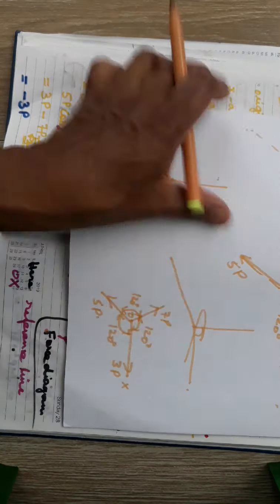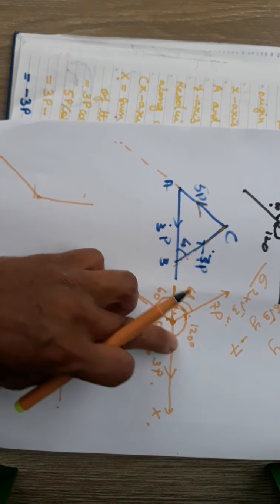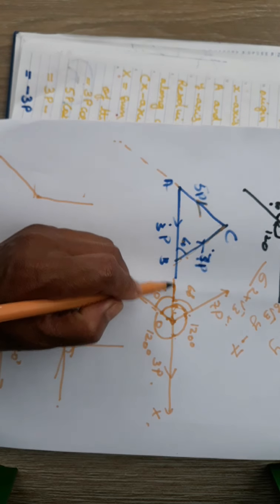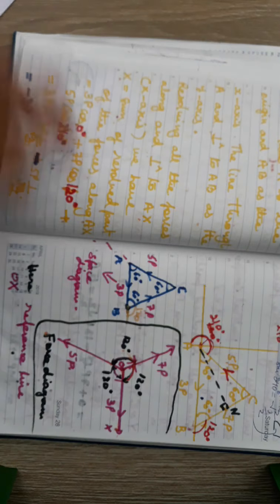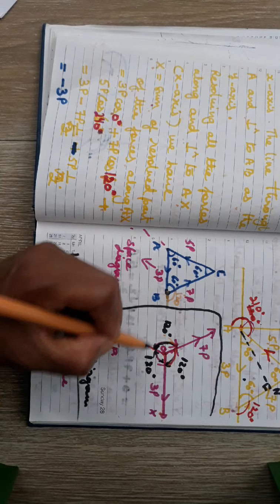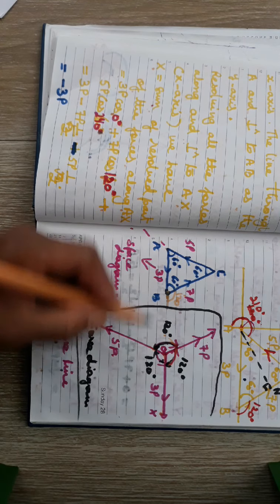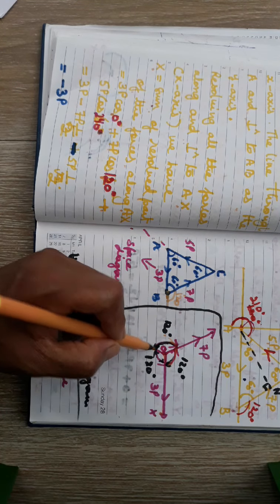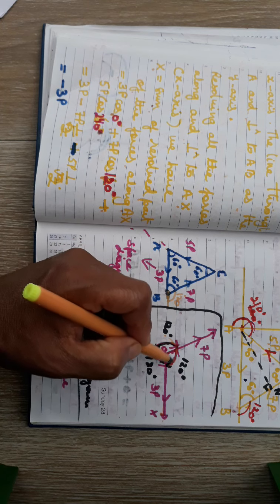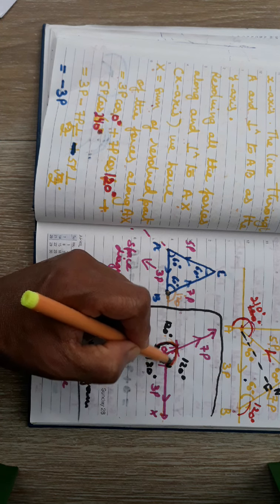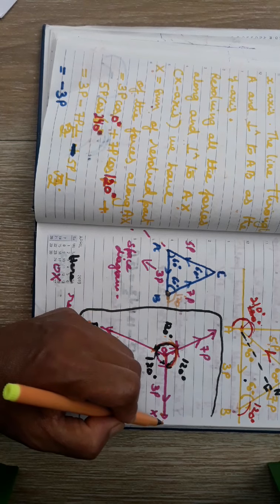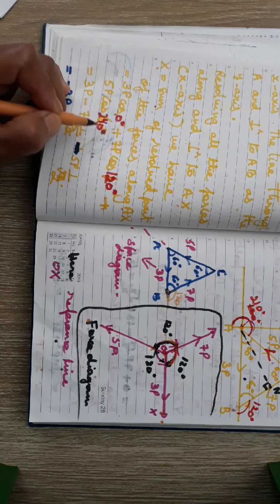As you can see in this figure, how we get 120, 120, 120: you draw a horizontal line along this. So we have here 120, 120. So the component here will be 5P into cos of 240 degrees, that is 240 degrees with respect to the x-axis.